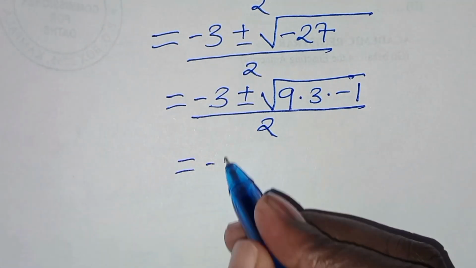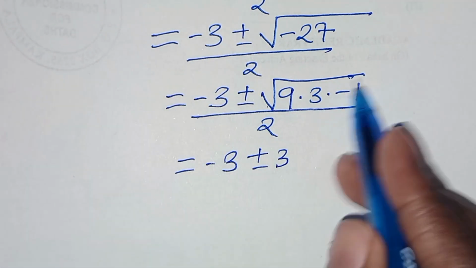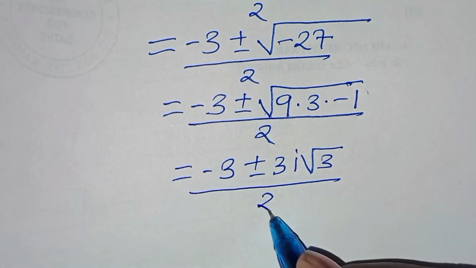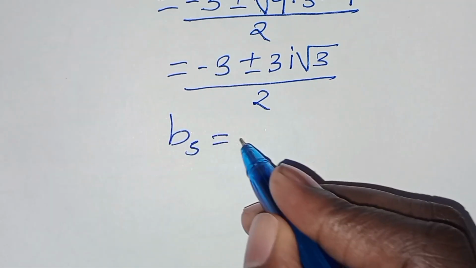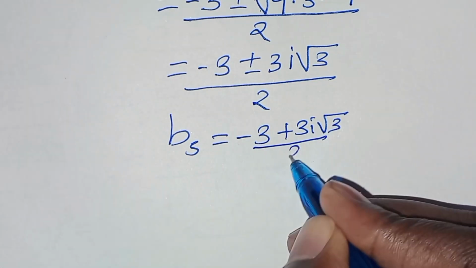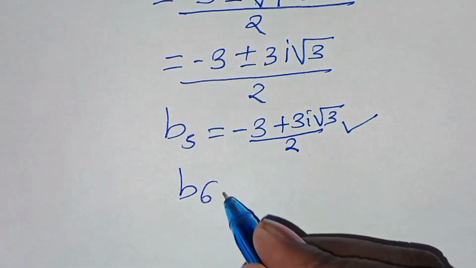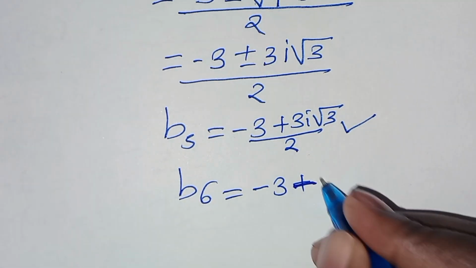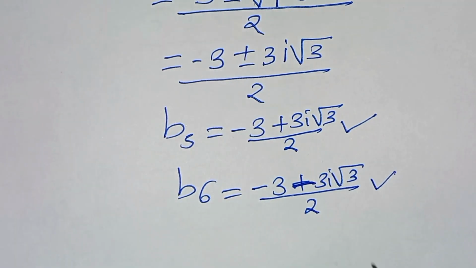So this implies that here we have minus 3 plus or minus the square root of 9, this is 3, square root of minus 1, this is i, then square root of 3, divided by 2. So b5 is equal to minus 3 plus 3i square root of 3 divided by 2. And b6 is minus 3 subtract 3i square root of 3 divided by 2.